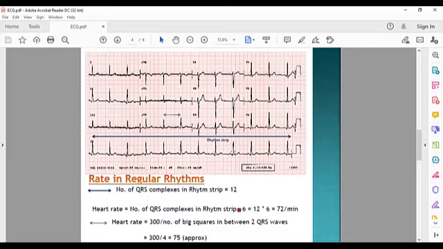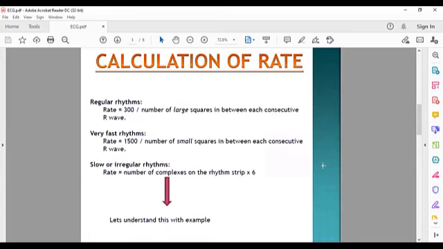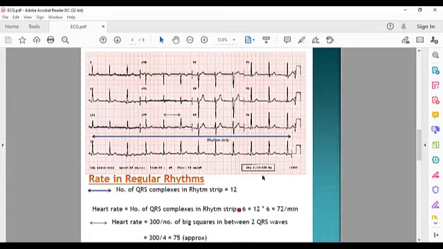For 1 minute, which is 60 seconds, if 10 seconds is equal to 12 heartbeats, you have to multiply the number of QRS waves by 6. So the number of complexes on the rhythm strip into 6 will give you the heart rate. If it is 12, the heart rate will be 72. In this example, it is a regular rhythm though.